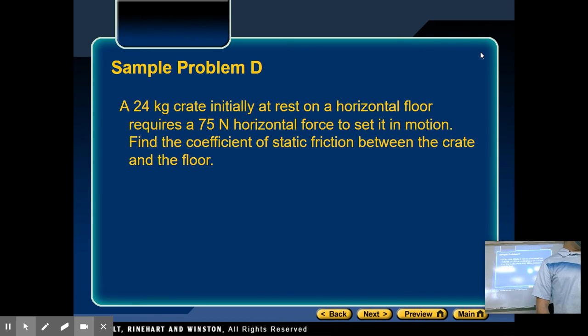Ready? Number 1. Number 2. Number 3. Number 5. That's it.